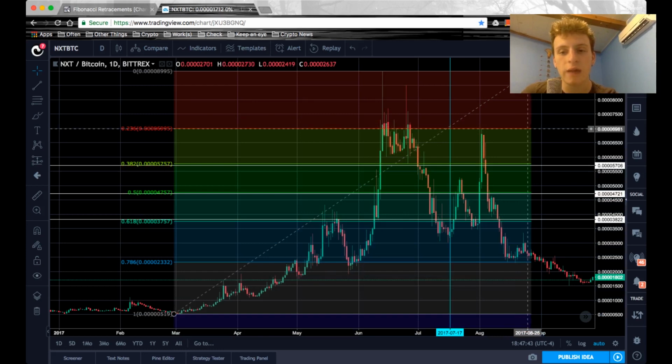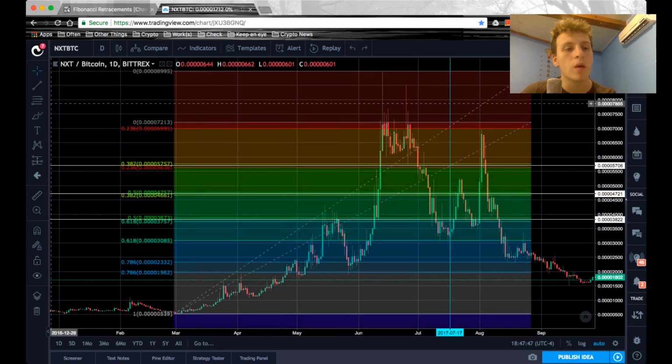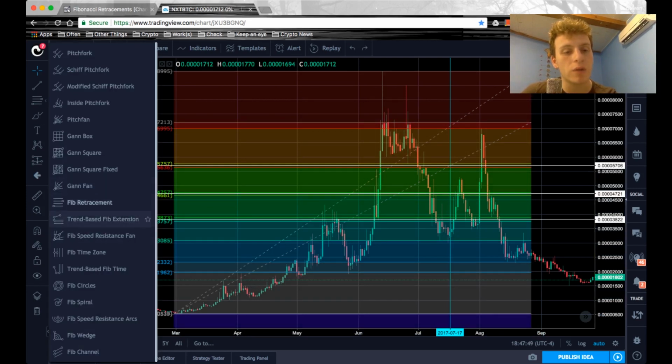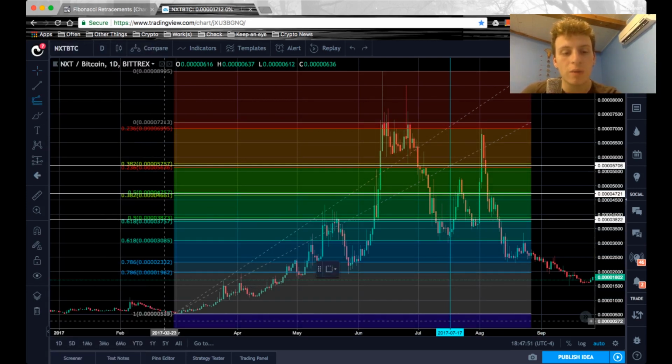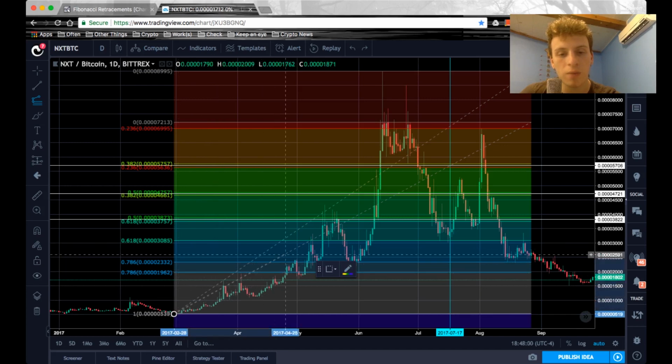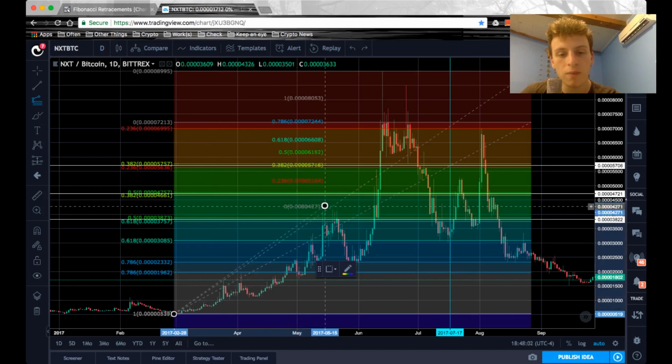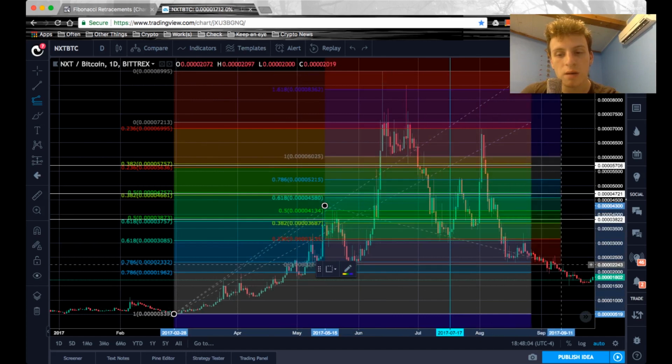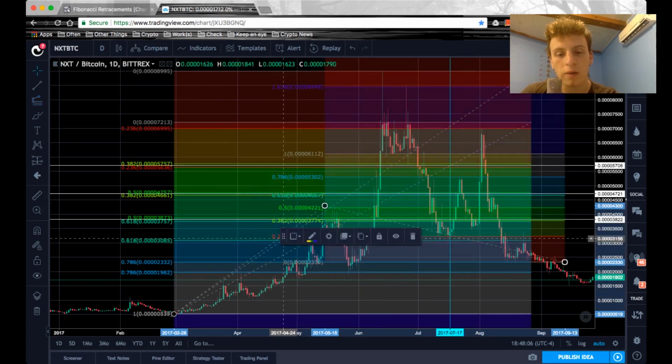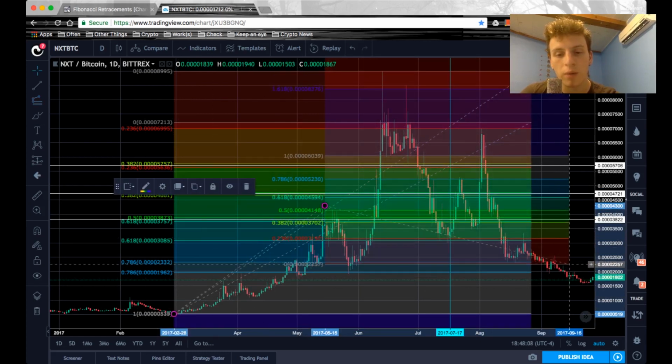And then in addition to that, in conjunction, now that we've drawn these lines, I would probably draw a trend-based Fibonacci extension. And trend-based Fibonacci extension, as the name would suggest, is using past trends to predict the future. So right here we can see it went all the way up. So again, I clicked at the bottom, went all the way up to this top point here, and then retraced down to this bottom point right here.